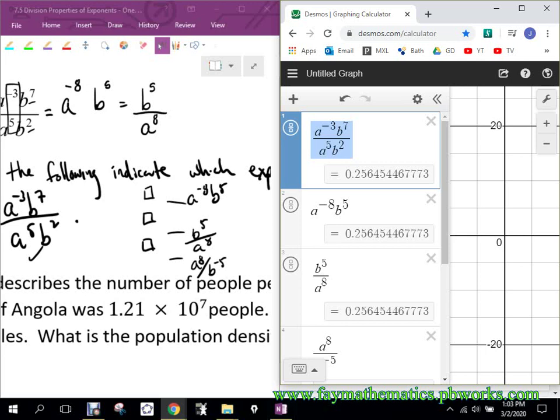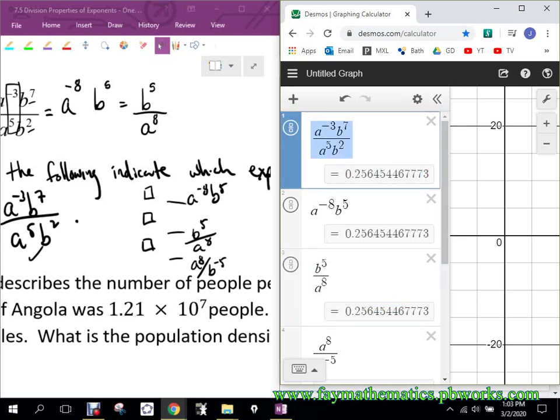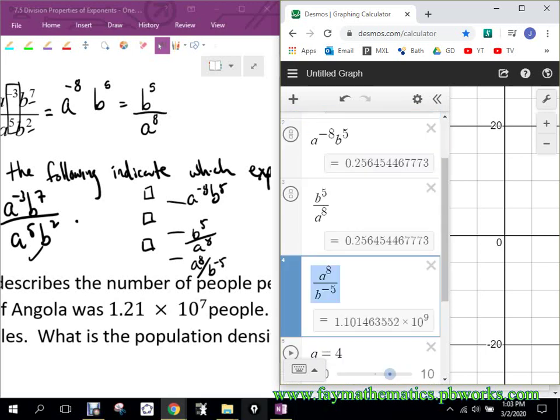What about B to the 5th over B to the 8th? Is that number right there the same as that number? Yeah. So what's that tell me about that compared to that? They're the same. If I get down to this last one, that number is different than that number, right? So A to the 8th over B to the negative 5th is not equivalent to what we started with.